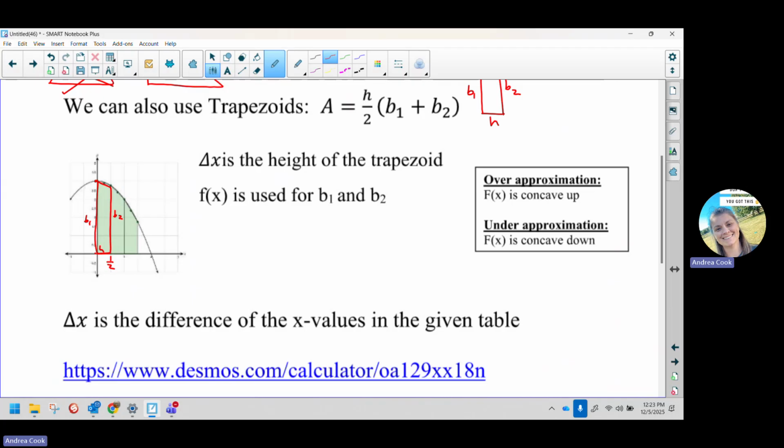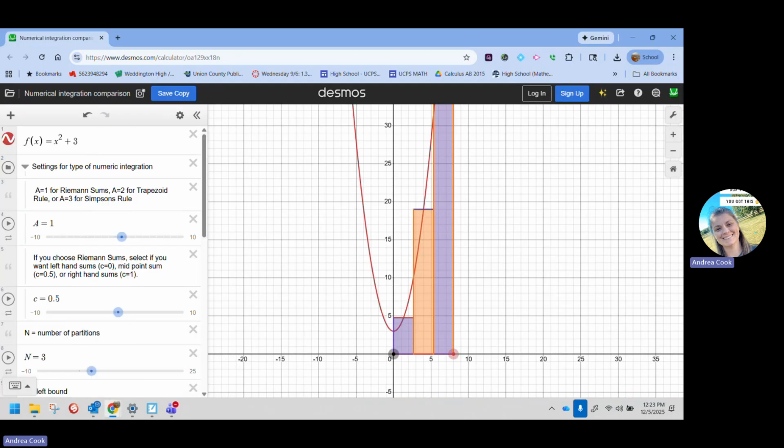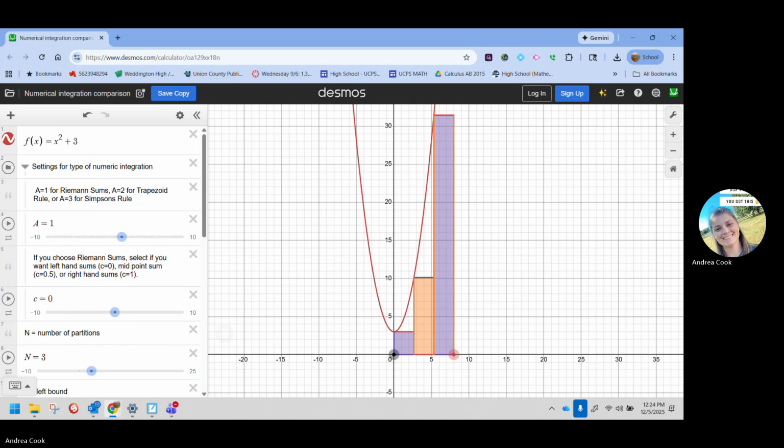Okay, so today we are just going to use tables to find approximations for area under the curve using right rectangle, left rectangle, midpoint, and trapezoids. But I want you to see a visual. That's what this link right here is. All right, so let's start with. Here I have a quadratic. And what rectangles is it using?